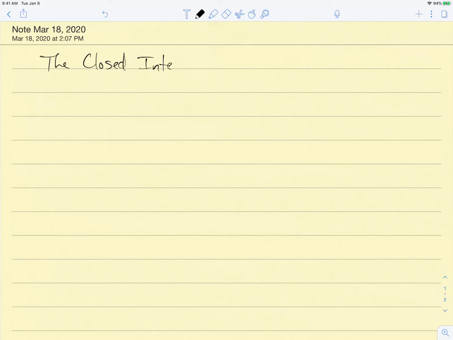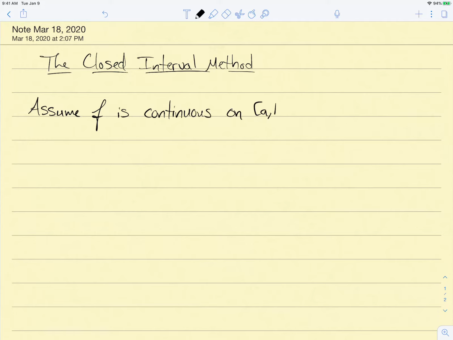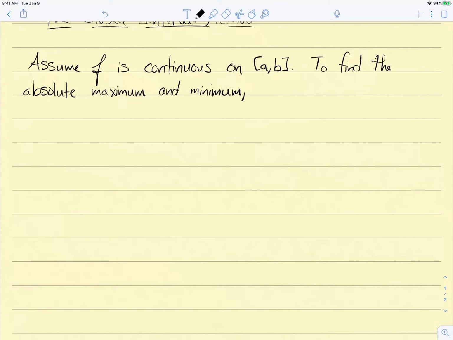The closed interval method is applicable to continuous functions. So we assume that f is continuous on the closed interval from a to b. To find the absolute maximum and minimum, you need to do 3 steps.